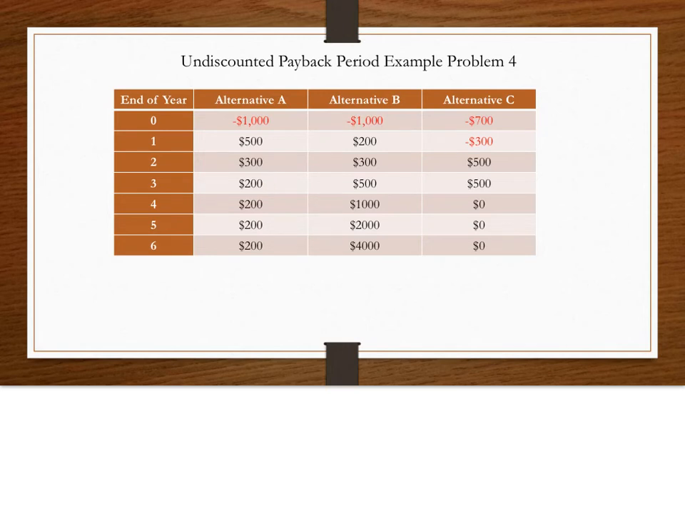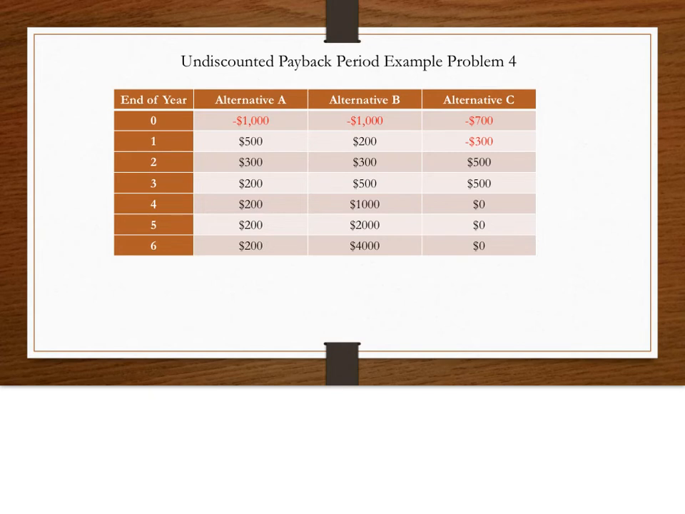Same thing for alternative B. We start off $1,000 in the hole. At the end of year 1, we are at negative $800 due to the $200 revenue. By the end of year 2, we are at negative $500 with the $300 revenue. So after making $500 at the end of year 3, we have a net cash flow of $0.